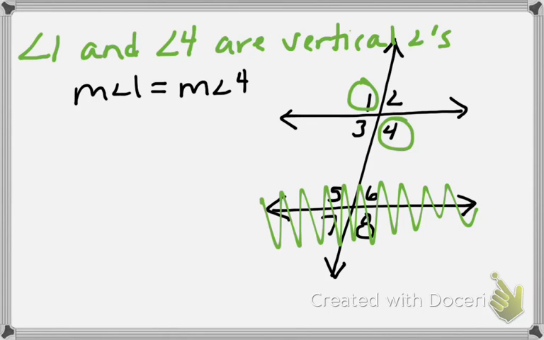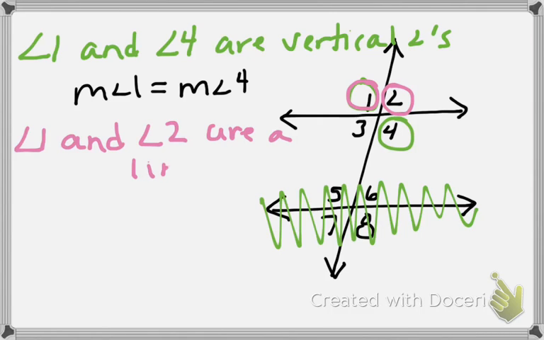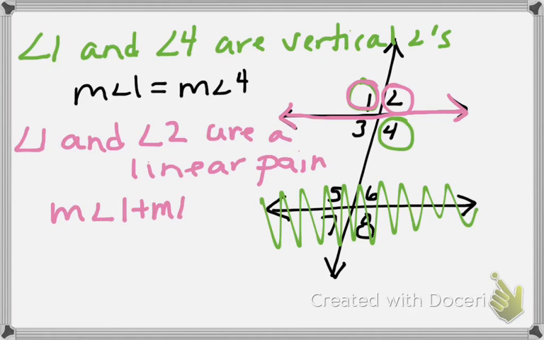The other relationship that I want us to look at is between 1 and 2. Angle 1 and angle 2 are side by side, so they are adjacent to each other, and they are considered to be a linear pair. Any angles that are side by side with each other and, better yet, create a straight line when they are side by side together are referred to as a linear pair, and the relationship between those two angles is that the measure of angle 1 plus the measure of angle 2 also equals 180 degrees, just like your same side interior angles.